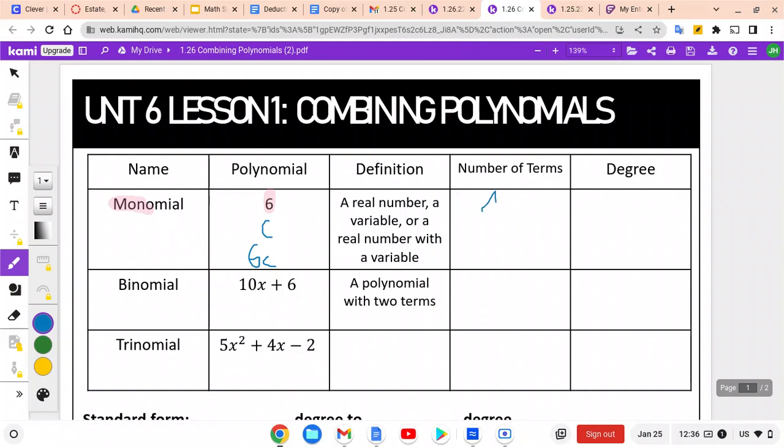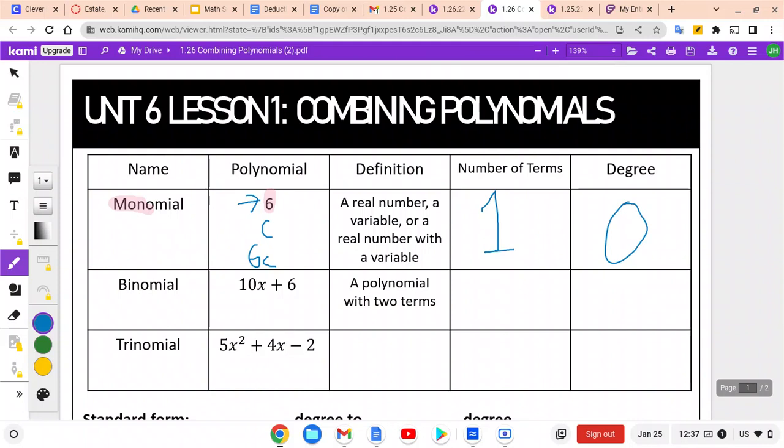Number of terms is 1. There's one term. And in this case, they're looking at the 6 specifically. The 6 doesn't have a variable, so the degree is 0. Now, not all monomials will be degree 0. But this particular one that I've highlighted, the number 6, is degree 0. A monomial will always be one term, but you can have higher degrees. For this specific example, it's degree 0 because there is no variable.